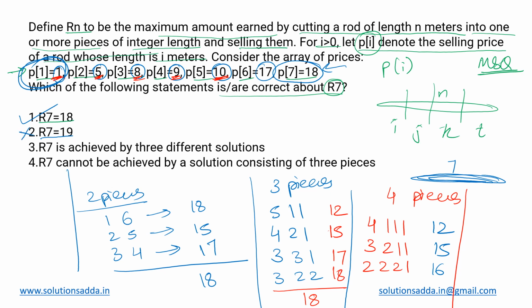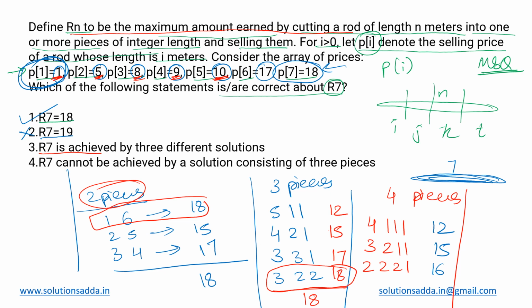And now going for the third one, R7 can be achieved by 3 different solutions. Now it is saying that there are 3 different combinations in which we can obtain R7. So the first combination which we saw is using 2 pieces. There we got 18 as our answer. Then with 3 pieces, again we got 18 as our answer. Now here with R7, what do they mean? The maximum amount earned by cutting a rod.